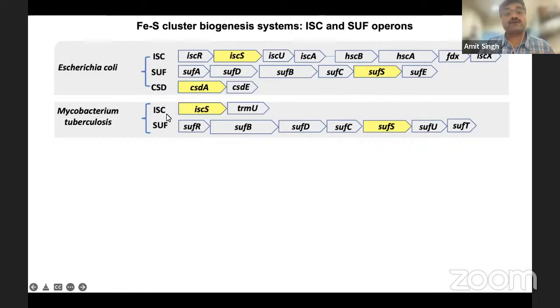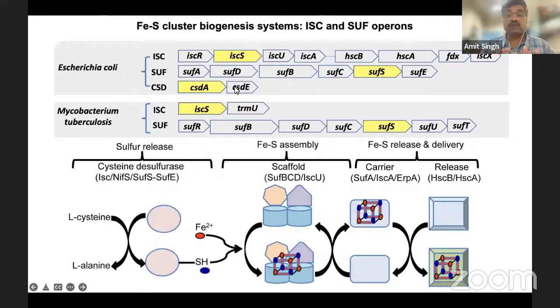And MTB also has the ISC system, but if you compare with E. coli, where the ISC system contains a number of these genes, in case of MTB it is restricted to only one gene, iscS, which encodes for cysteine desulfurase. Now, how these proteins come together and work is more or less an assembly line kind of approach. And, you know, components might change here and there, but the approach remains the same.